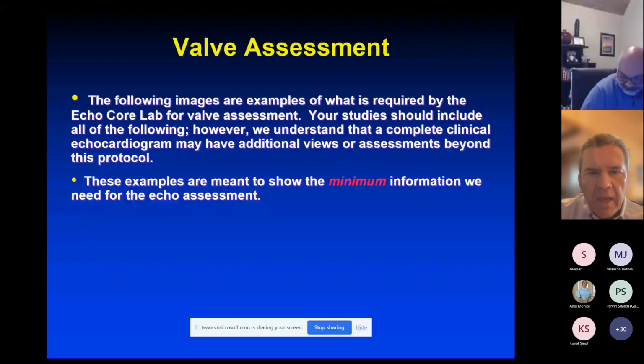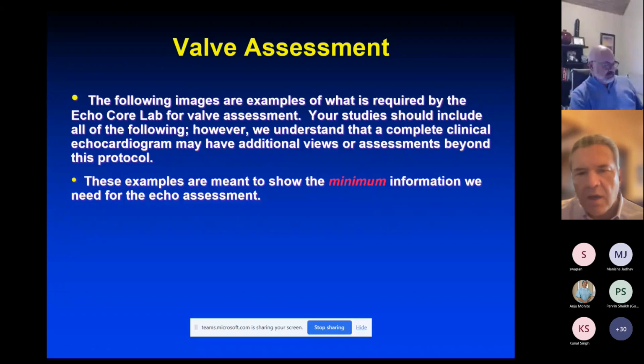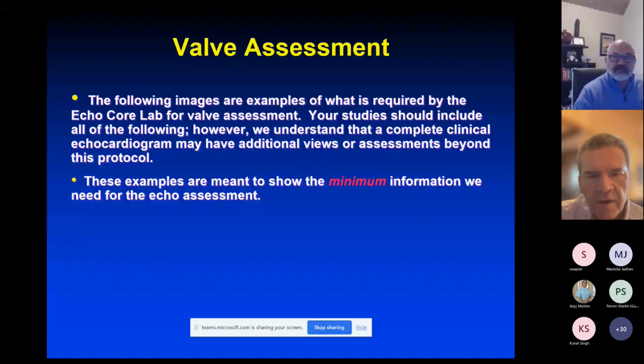And in terms of valve assessments, the protocol we're going to talk about today, we're going to give you a list of things that we would like included in the echocardiogram assessment, acknowledging, of course, that studies that you perform may contain additional views or assessments beyond this protocol, and that's totally fine. This is just meant to show the minimum information that we would like to have with each echo.